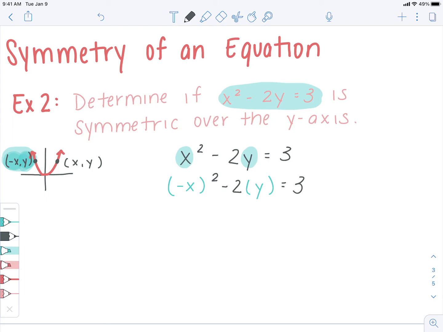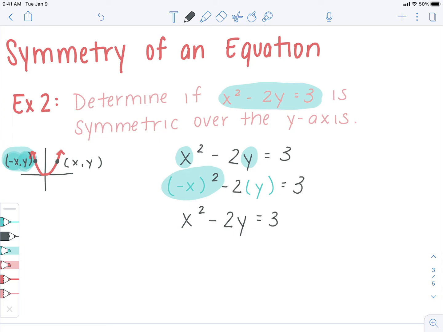Now I know all about the importance of parentheses. So I know when negative x is squared like that, what is that the same as? What happens when you square a negative? It becomes positive, right? So this entire thing is really the same exact thing as saying x squared minus, even though I have parentheses around my y, 2 times the quantity of y is just 2y equals 3. So even though I plugged in a negative x into my equation, it didn't change anything because when I square a negative number, I'm still going to get out the same number.